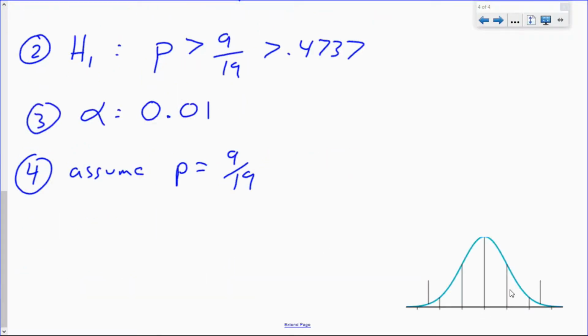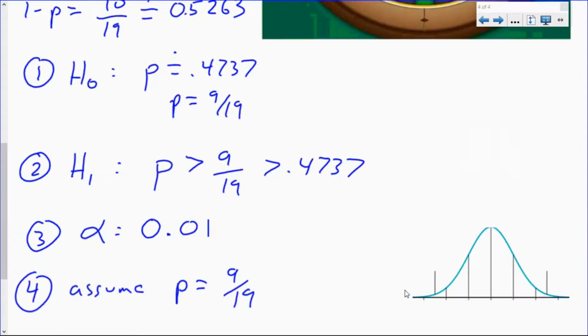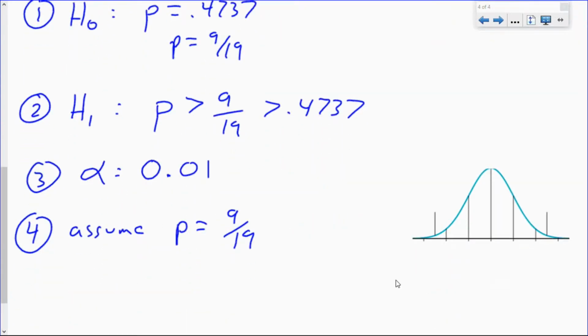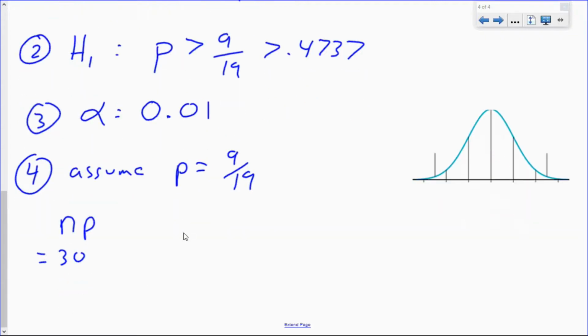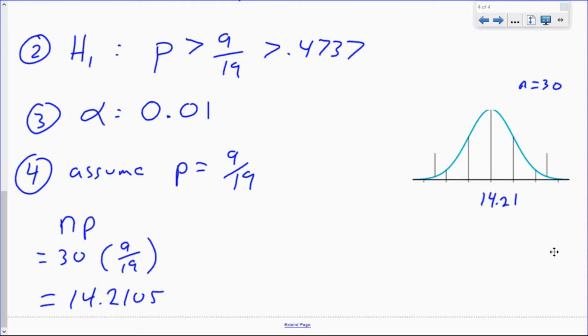And we can start thinking about this picture here again. If you spun the wheel 30 times, you would expect how many red numbers? Well, 30 times 9 over 19, or 30 times 0.4737, is equal to 14.2105. Or 14.21 is going to be good enough here. So for n equals 30, you would expect 14.21 reds. You would not expect 20 reds.